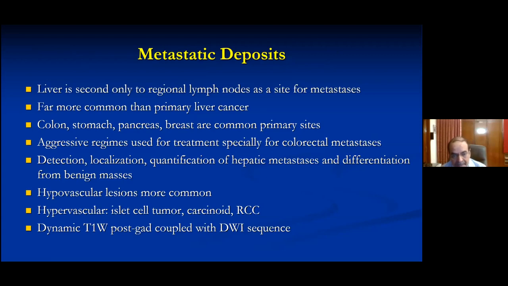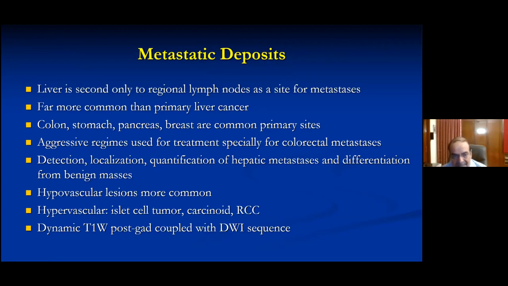In today's time, surgeons very often want an assessment of the quantitative load, the number of metastatic deposits, because many patients will be subjected to surgical excision of the metastatic deposits in addition to treating the primary. So assessing the quantifiable load of metastatic deposits is best done using MRI.